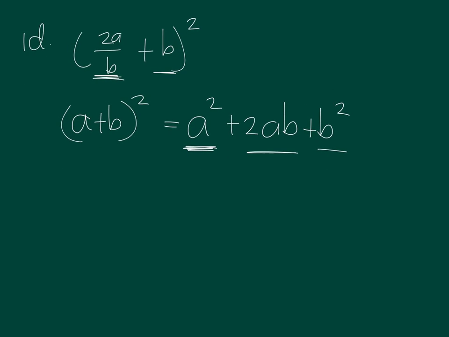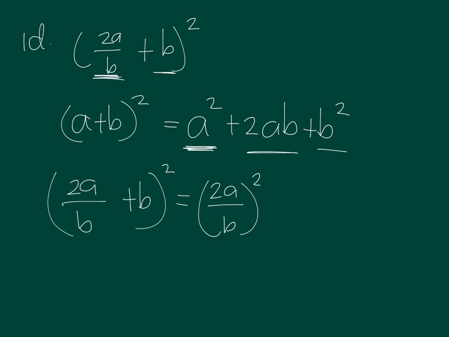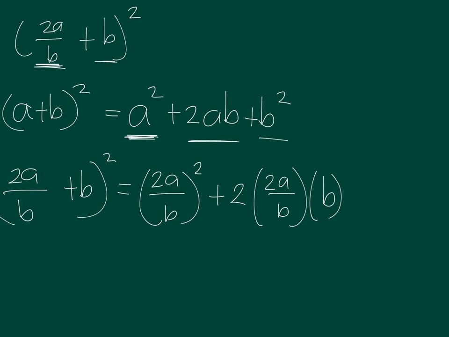Since we have 2A over B as the first term and B as the second, following the expanded form, we have to square the first, (2A over B) squared, plus 2 times the product of the first, 2A over B, and the second, which is B. And then the last step is to square the second term, so that's basically B squared.